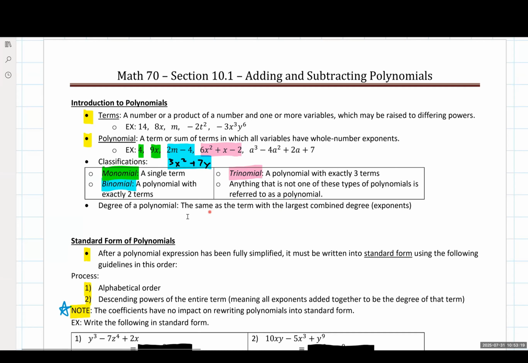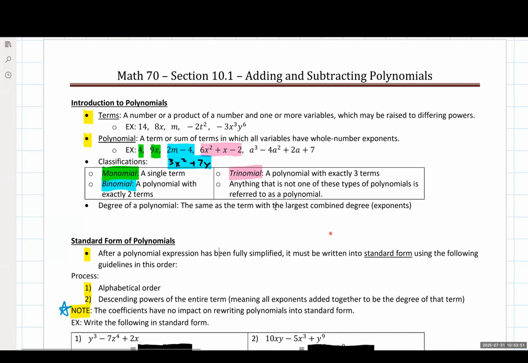So with that, we have this last part here that shows up when we're looking at the degree of a polynomial. This is not something that we're going to be seeing a lot of in the class and not something that I really test anyone on, but it is good to know because it shows up a couple times in the homework and a couple times with some other material that we'll see in textbooks. So if we are asked, what is the degree of a polynomial? Well, the degree is the same as the term with the largest combined degree, which is the exponents.